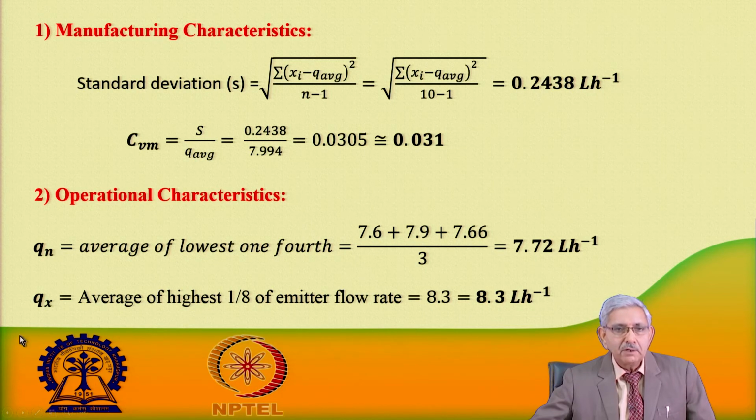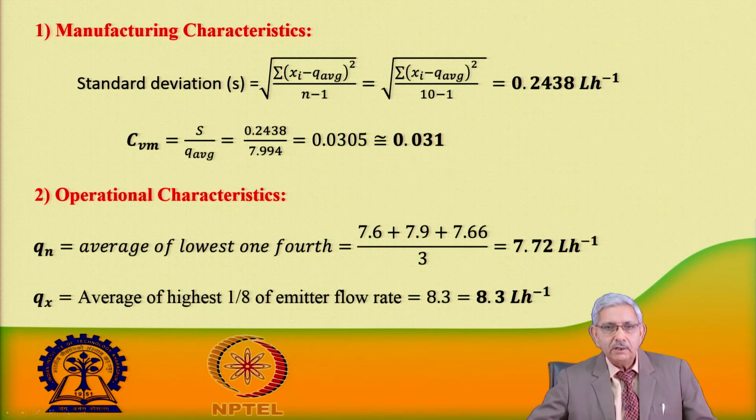If you remember, for getting the absolute uniformity, we are taking the highest 1/8. So, here 1/8 of the drippers, we have got only one dripper which is the highest in the order, that is 8.3 liter per hour.